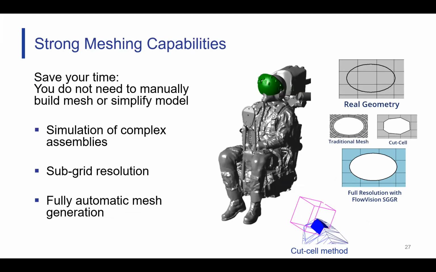The strong meshing capabilities. FlowVision reduces the time spent on meshing by automating as much of the process as possible. That way, you spend less time setting up your project. Another thing here is where we can look at the subgrid resolution system. This means that we can capture your geometry as accurately as you've modeled it.